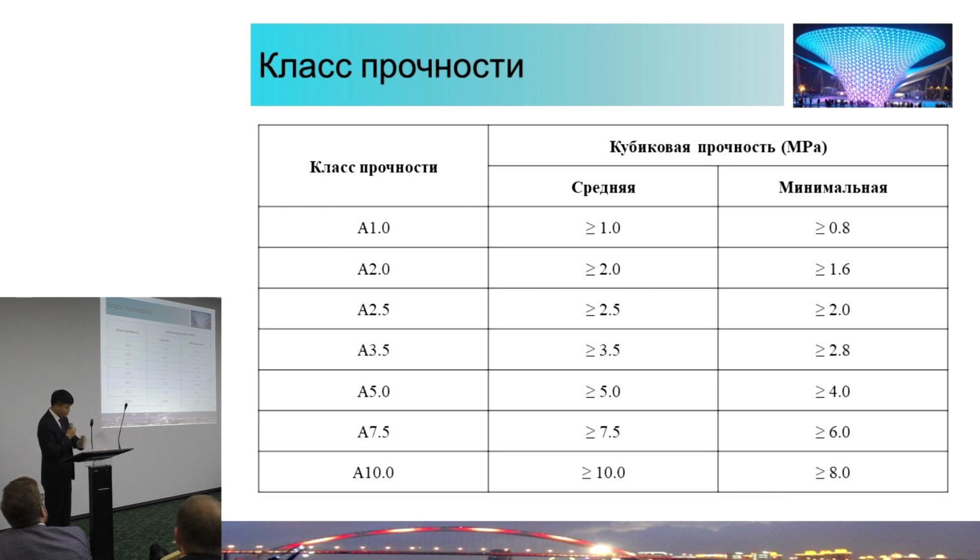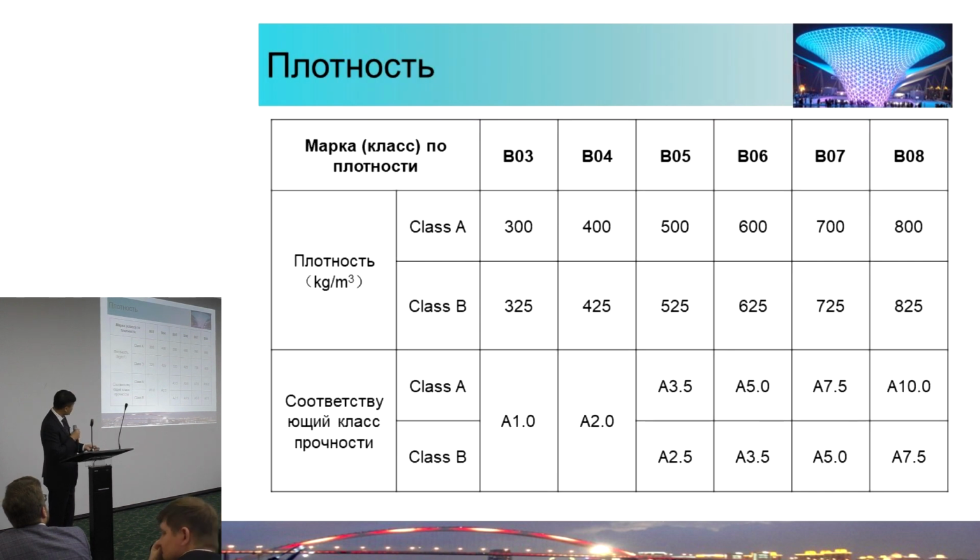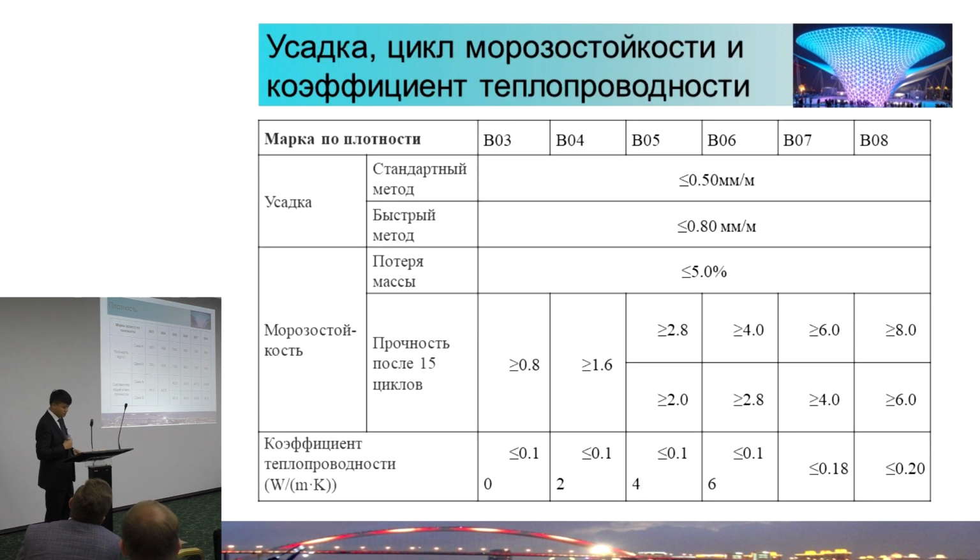These are the strength standards, and this is density and strength level. The B03 means something similar to the Russian standard D03, D04, D05, but we call it B. For the latest news, the B08 has already been cancelled. We do not use it anymore, it became outdated.